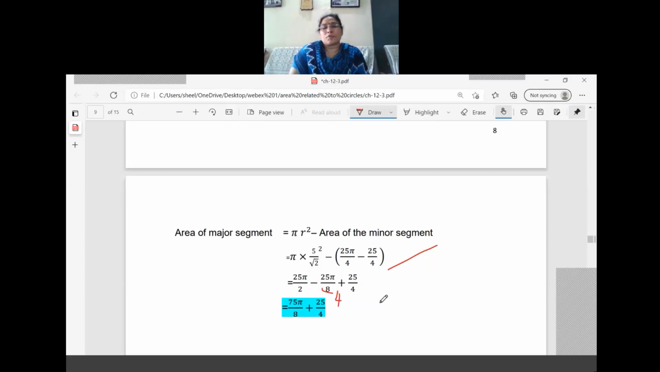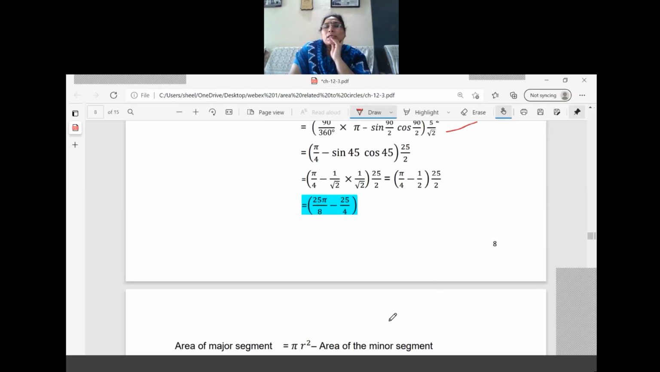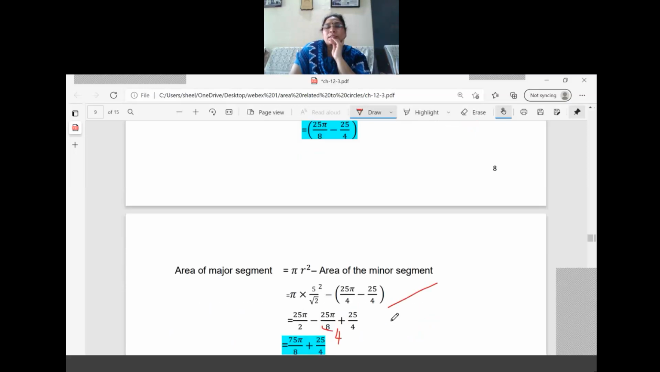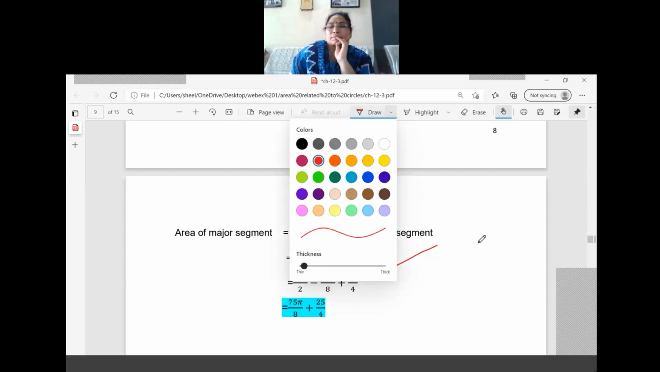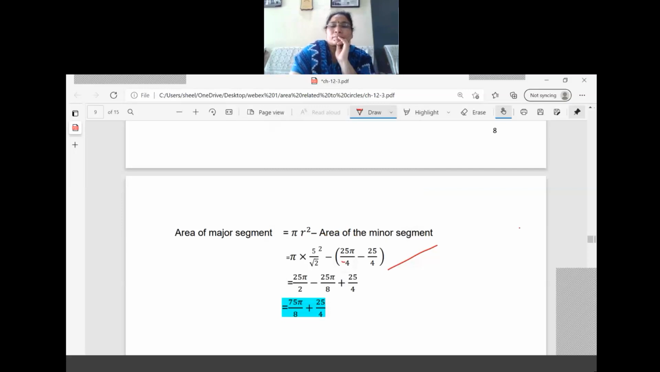25 by 2, here 4 only. 4 into 8 is the LCM. Okay, 25 by 4 into... 25 by 8 is here. Okay, here is the correction. This is 25 by 8. Right? So this is the correction. So the final answer is 75 pi by 8 plus 25 by 4 only.